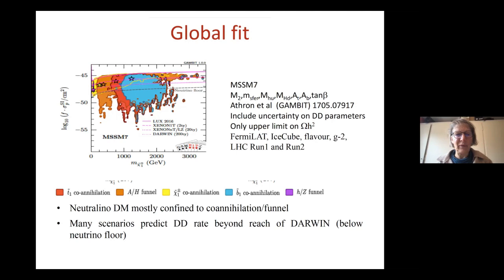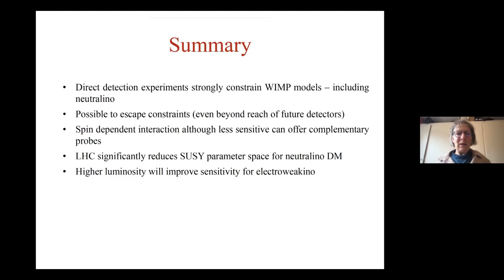Okay, so to summarize this part about the MSSM, the direct detection experiments strongly constrain the WIMP model, especially when you couple to the relic density constraint. But it is possible to escape all these constraints, even beyond the reach of the future detectors. I have not had the opportunity to talk too much about the spin-dependent interaction because they're typically less sensitive, but nevertheless, in some cases, they offer complementary probes. The LHC has significantly reduced the SUSY parameter space for the neutralino dark matter, but there are still possibilities. And it is good to know that higher luminosity will definitely improve sensitivity for electroweak searches, which are more directly related to dark matter. So this is my summary for the MSSM part.